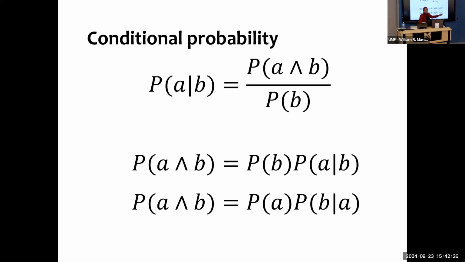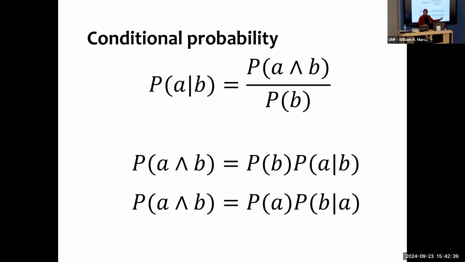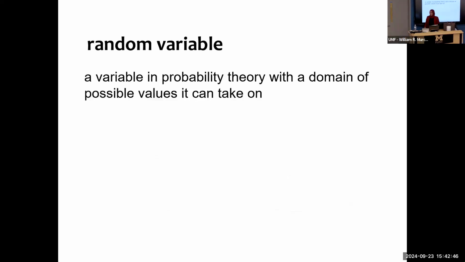Okay? Now we have the probability of A and B is equal to the probability of A times the probability of B given A, which means that I have A and B. I can use either B, where B is given, or I can use A, where A must be given in this case. So all these are derived from the same equation.